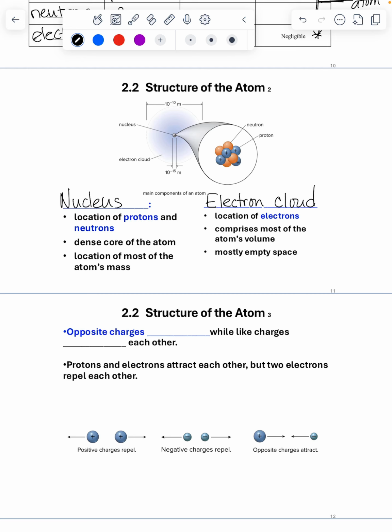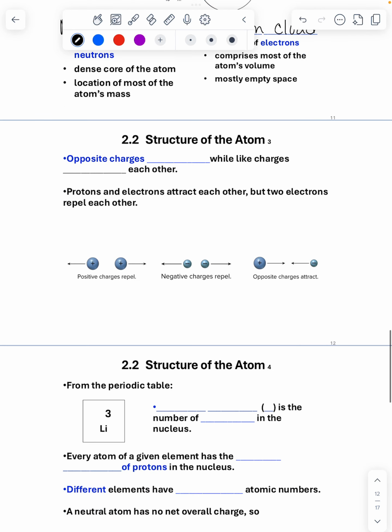When we think about charges, protons have a positive charge, electrons have a negative charge, and then these neutrons have a neutral charge. Well, we need to know something about this attraction and repulsion of charges. So opposite charges attract each other. So think about a magnet. If you have a magnet with a north and south pole, that's a positive and negative pole, and you know they attract each other. But as soon as you turn around the magnet and you have two north poles next to each other, they repel. So like charges repel each other.